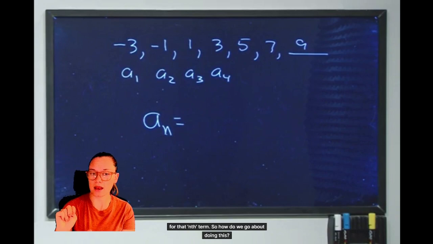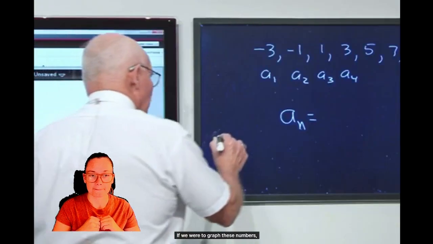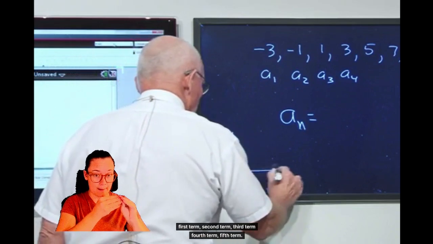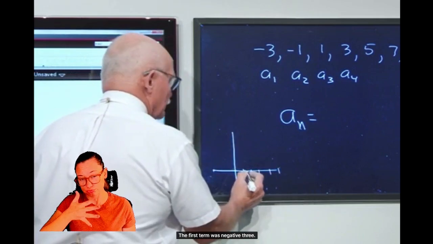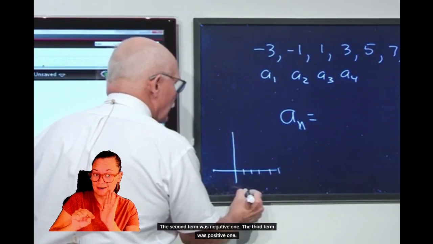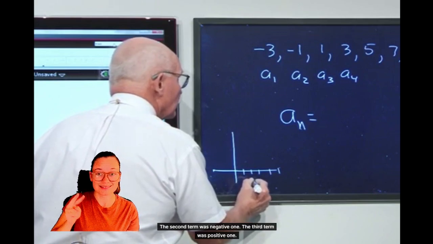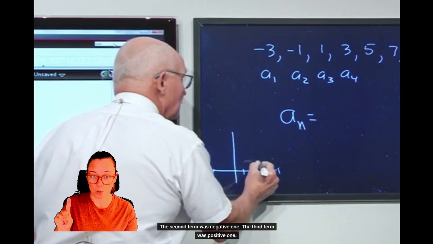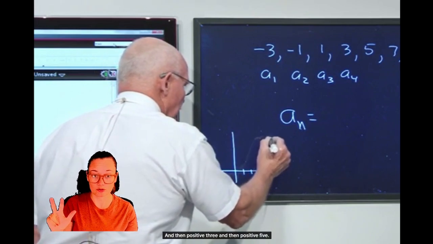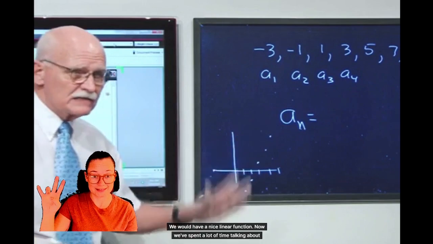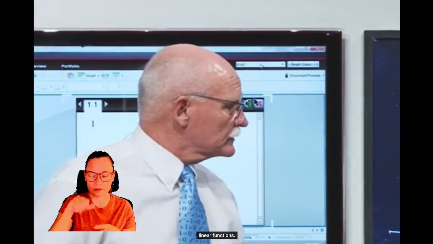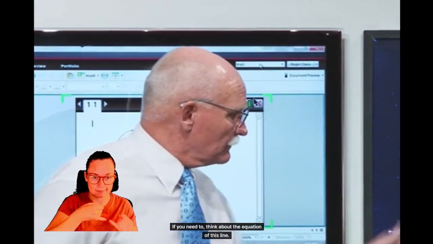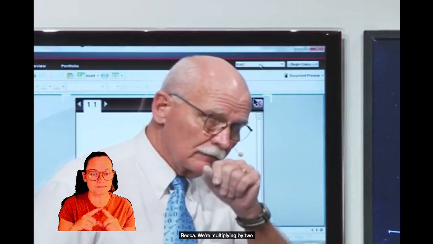So how do we go about doing this? If we were to graph these numbers, first term, second term, third term, fourth term, fifth term, the first term was -3, the second term was -1, the third term was +1, and then +3, and then +5, we would have a nice linear function. Man, we've spent a lot of time talking about linear functions. If you need to, think of the equation of this line. Becca? We're multiplying by 2 and subtracting 5.